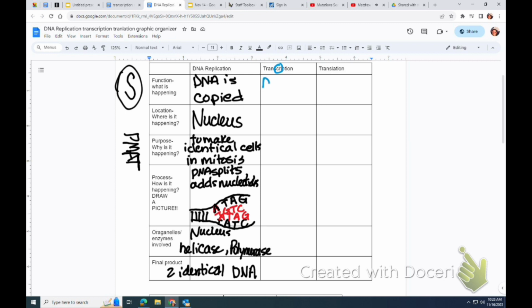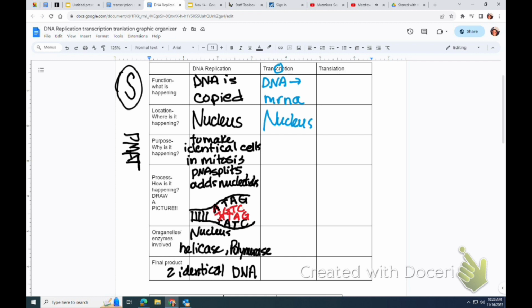So I'm just going to say DNA to mRNA. What's the big difference between DNA and RNA? What letter can RNA not have? T. It can't have thymine. What is thymine replaced with? U. Uracil. Very good. So this transcription is still happening in the nucleus.